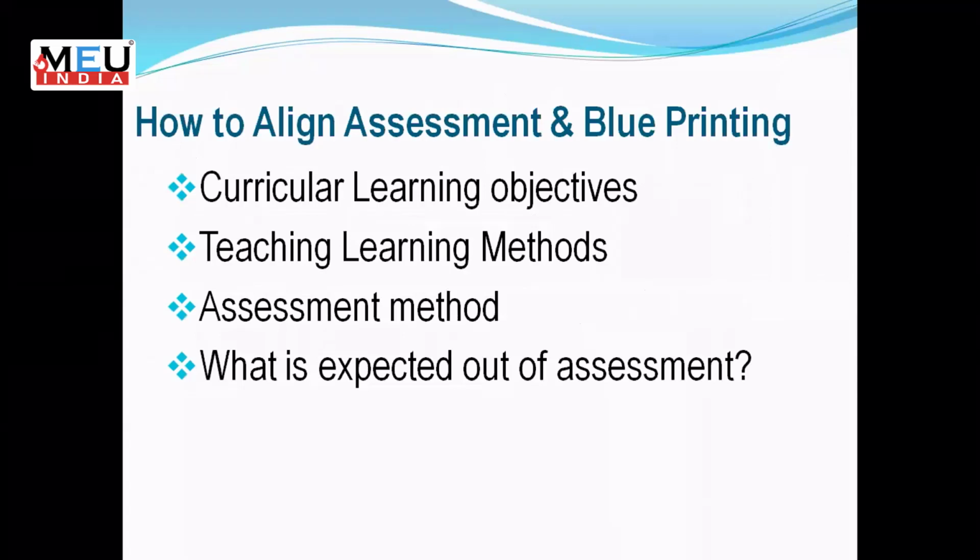So how do we align the assessment and the blueprint? For this, we have to go back to the curricular learning objectives, the teaching learning methods, the assessment methods, and what is expected out of the assessment. As far as medical education is concerned, we are now into CBME, competency based. So we fix some expected outcome at the end of the course or at the end of the program. At the end of first year, what is expected from the teaching learning methods of anatomy, from the curricular objectives of anatomy, from the different methods of assessment of anatomy? First we have to frame this, and then we prepare the blueprint.